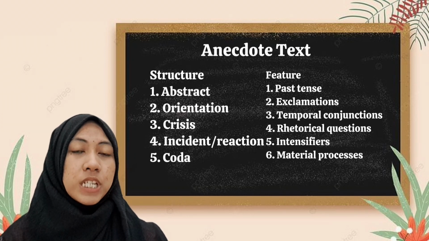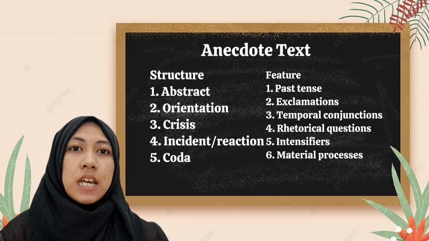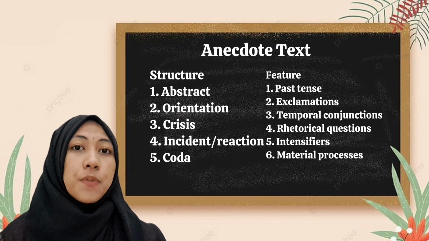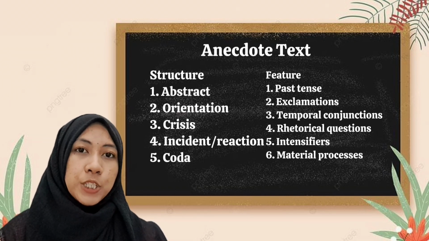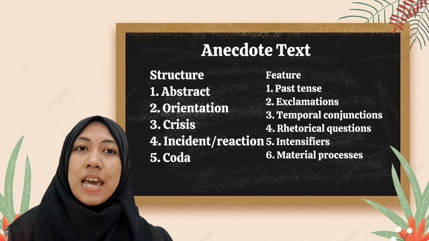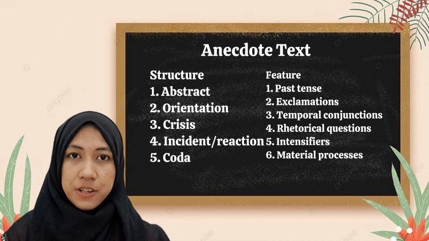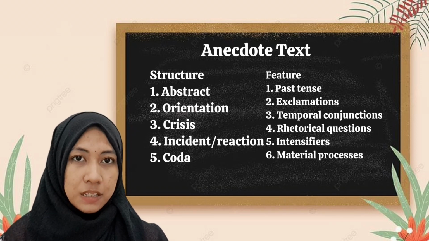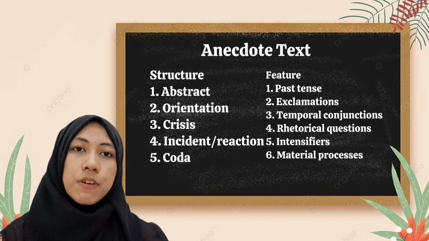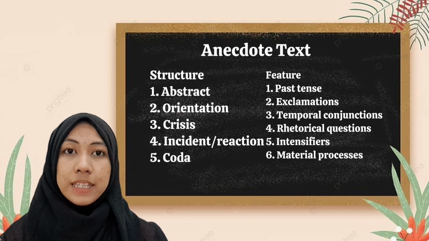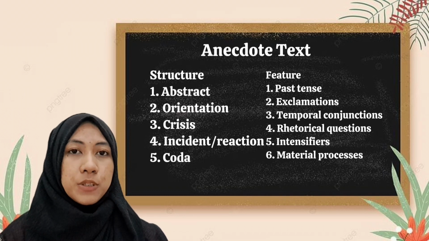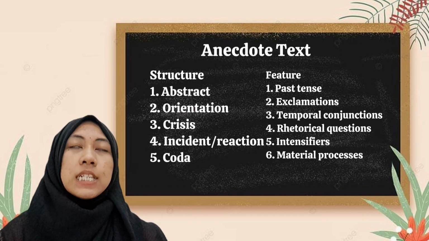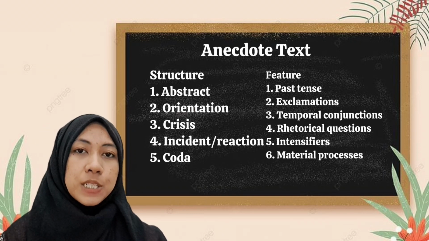The next is using rhetorical questions. This type of question doesn't require an answer. Rhetorical questions are used to create interaction with the reader. And then using intensifiers or words that show intensity to make the story more dramatic. For example, really, very, quite, much, and etc. And using material processes or verbs that show an event or what someone is doing, such as protected, employed, spoke, etc.